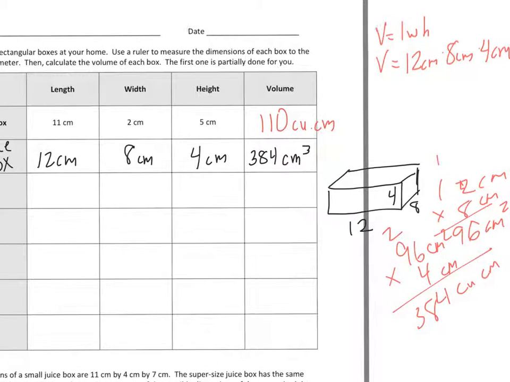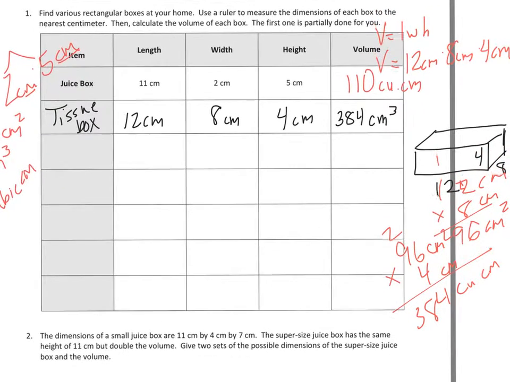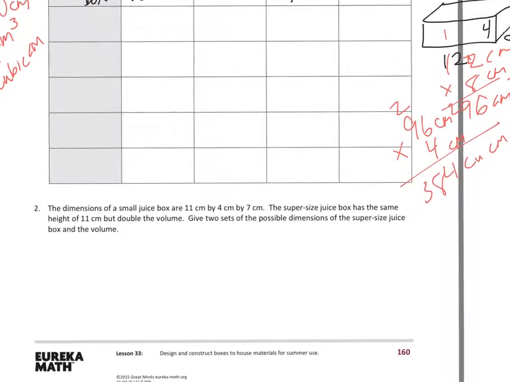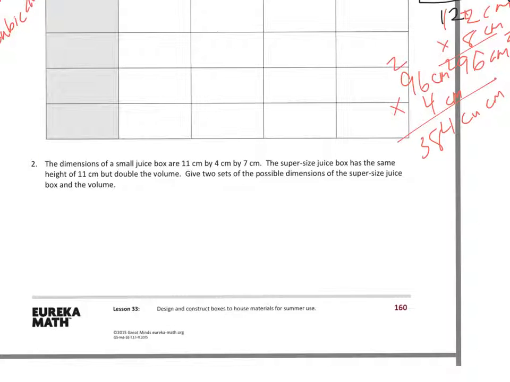So you're going to take some time now and go through and get more of these different boxes measured out at home. And what we'll do now is take a look down at 2. So let's go down and take a look at 2. 2 says the dimensions of a small juice box are 11 centimeters by 4 centimeters by 7 centimeters. The supersized juice box has the same height of 11, but double the volume. Give 2 sets of possible dimensions of the supersized juice box.